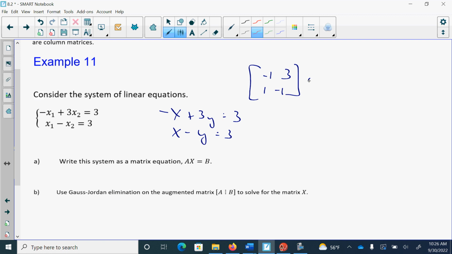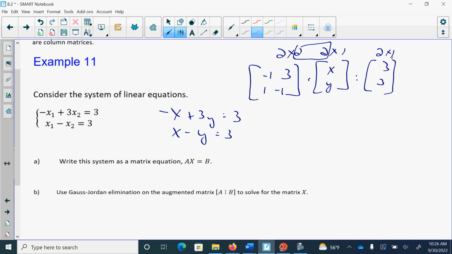And if I multiply it by the variables x and y, I should get my answers 3 and 3. So this is a 2 by 2. This is a 2 by 1, so I know I can do it. My answer would be a 2 by 1. And the reason why this works is if I highlight this again, this is row 1 times column 1.